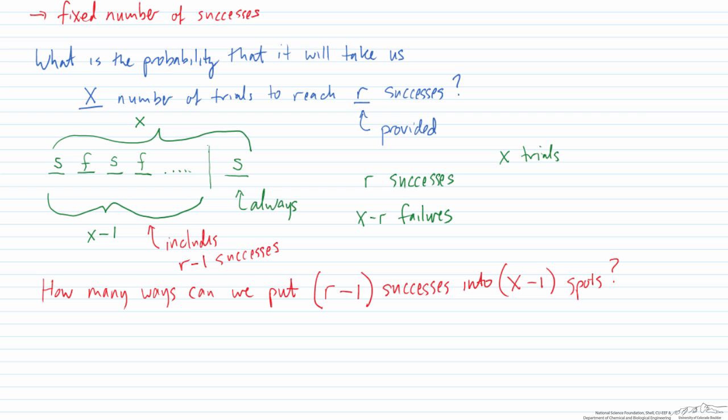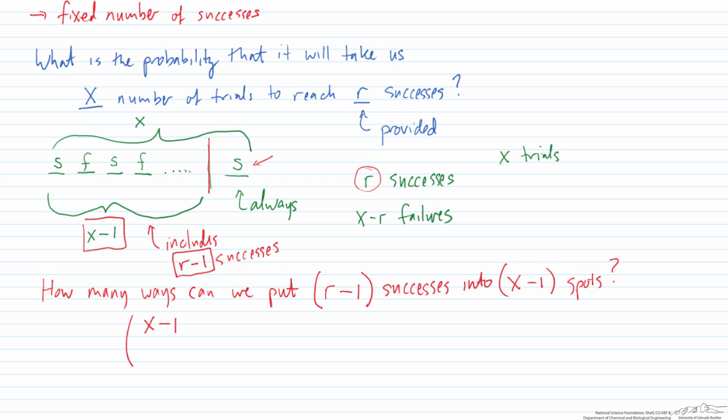So to create an equation where we can calculate the probability that it will take us X trials to reach R successes, we're going to do the following analysis. On the left-hand side, everything before our final success includes R minus 1 successes, because we have a total of R successes. The last trial is always going to be a success. And we have X minus 1 spots to put those R minus 1 successes. So how many ways can we put R minus 1 successes into X minus 1 spots? Well, that's simply a combination.